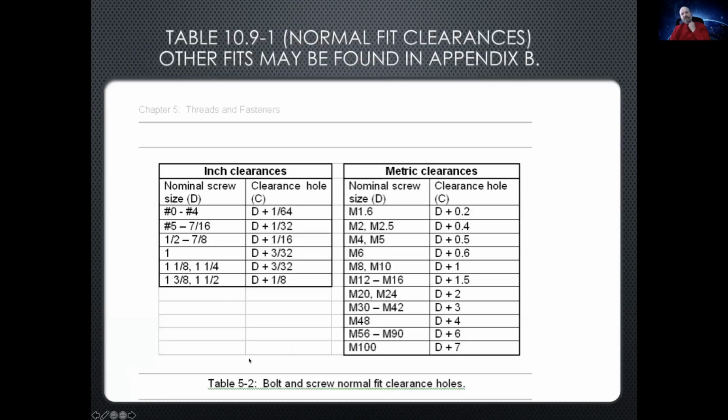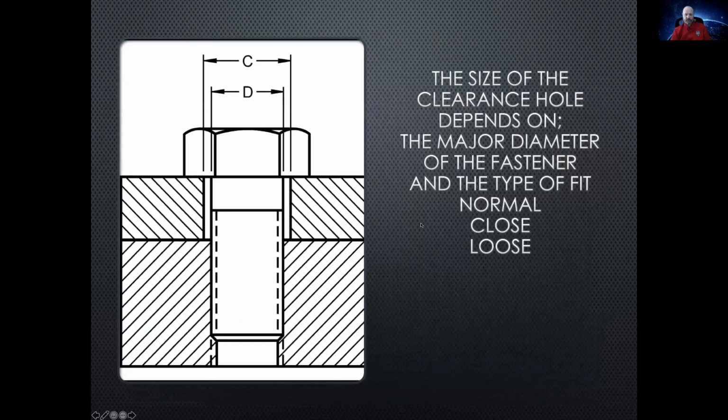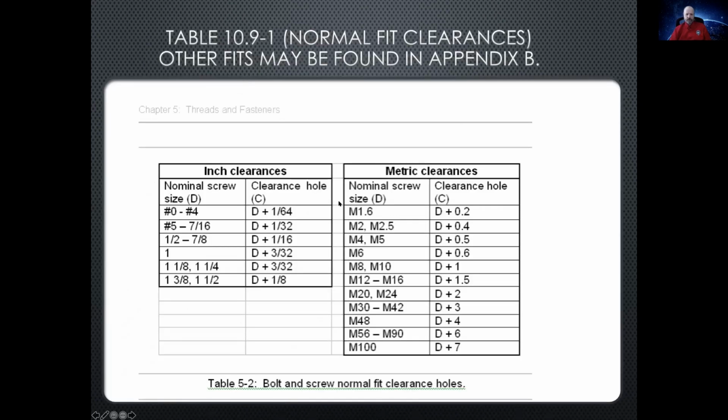Okay, so let's take a look at some of the tables. This is right out of your book. So you've got metric clearances for D and C. Remember, D and C are these 2 dimensions. If you have a diameter in the metric system of 1.6 millimeters, that means your clearance hole is going to be 0.2 of a millimeter bigger than that. And then if you have an M2, 2.5, et cetera, all the way up to M100. So a 100 would be a 10 centimeter diameter bolt. That's a pretty heavy duty bolt. And then you'd add 7 millimeters to it to get C.